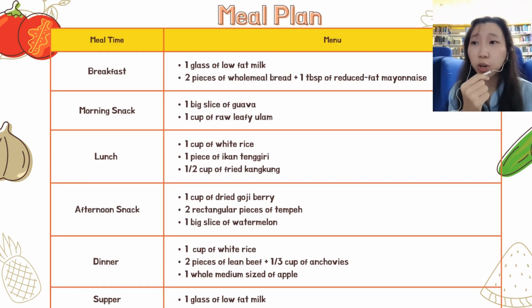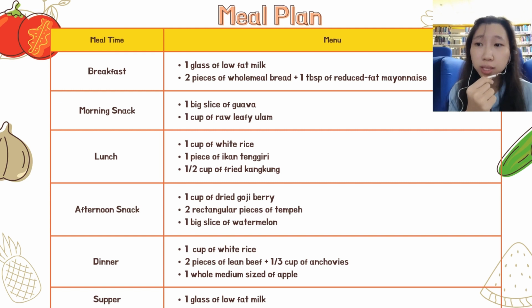Now we have shown that for the breakfast, she will take 1 glass of low-fat milk, 2 pieces of wholemeal bread, and 1 tablespoon of reduced fat mayonnaise. For the morning snack, we suggest 1 big slice of flour, 1 cup of raw leafy udon, and until the lunch, we suggest 1 cup of white rice, 1 piece of ikan tenggiri, half cup of fried kangkong.